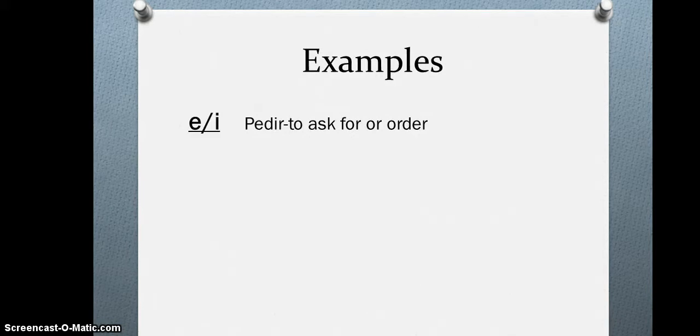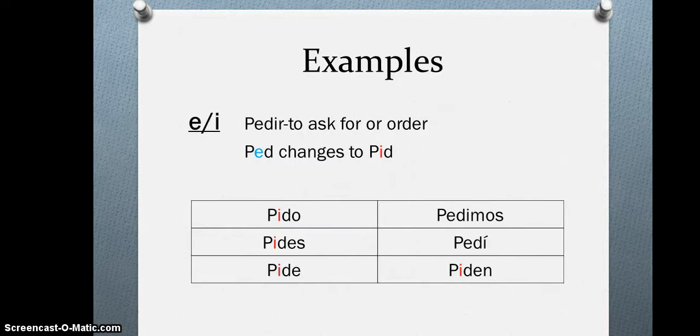Okay, our next example is going to be for the verb pedir, which is a model verb for E to I verbs. It means to ask for or to order. So our original stem of the verb is ped. If you take the IR off, we're going to change it out, take the E out, and put the I in, and it becomes pid. And so when we conjugate, you'll see all those red I's in the boot. Pido, pides, pide. Pedimos, pedís. Oops, I'm missing an S. Sorry, it's pedís with an S. And piden.